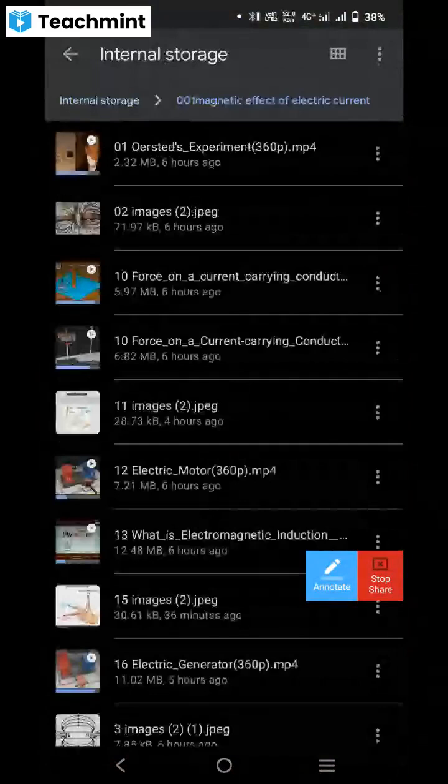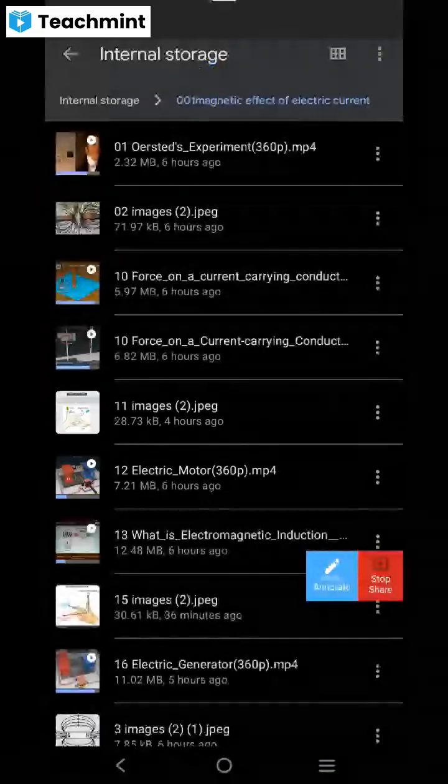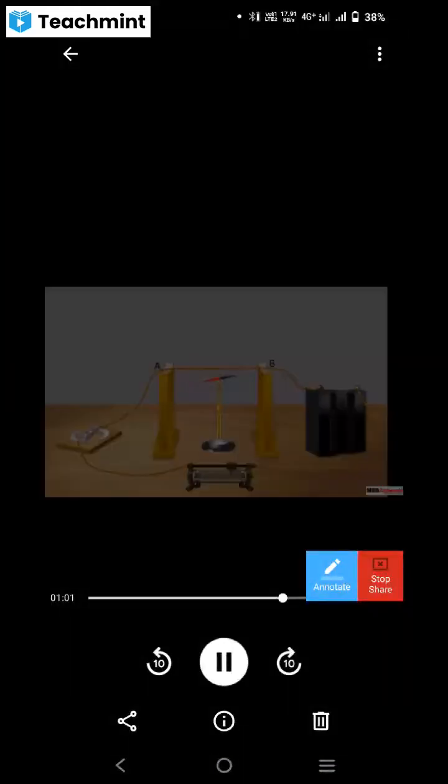So just to see, the first one I am going to show you on Oersted experiment. Girls, are you all present? Yes, sir. Just observe carefully. This is the Oersted experiment. Let me start it from the first.